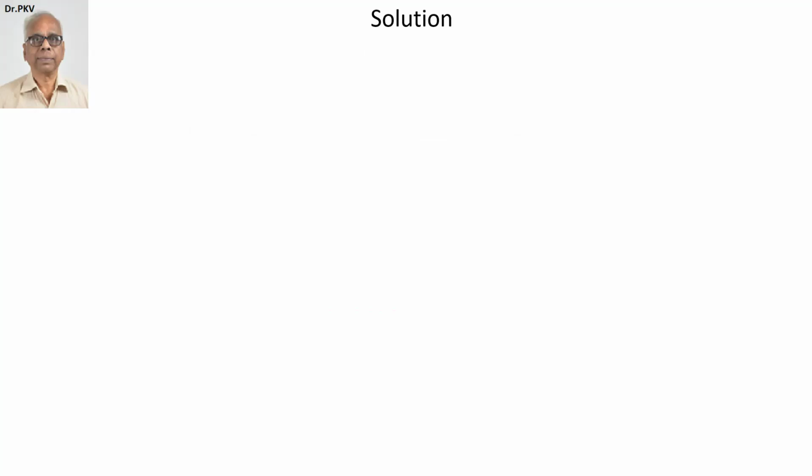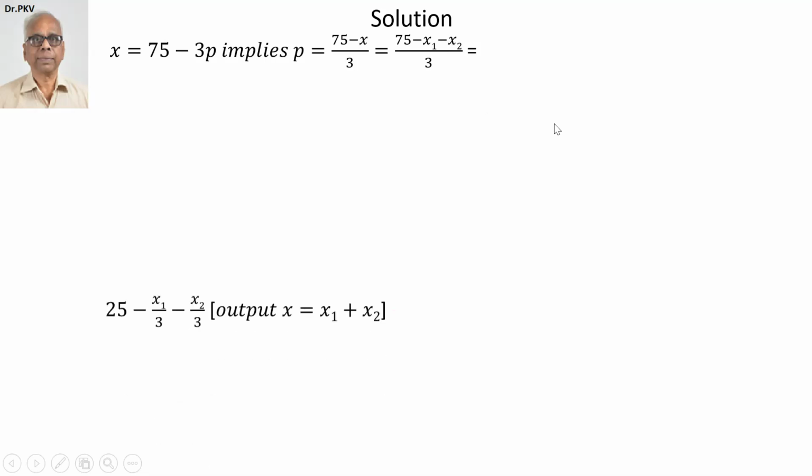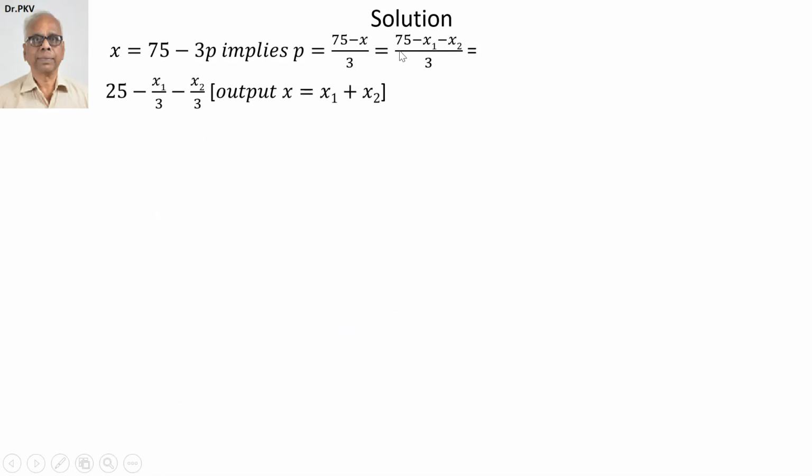Step by step, I'm going to cover. X is equal to 75 minus 3P implies P is equal to 75 minus X by 3, which is equal to 75 minus X1 minus X2 by 3, because the output is shared between the two players, the two duopolists. On simplification, this gives me 25 minus X1 upon 3 minus X2 upon 3. Output X is equal to X1 plus X2.